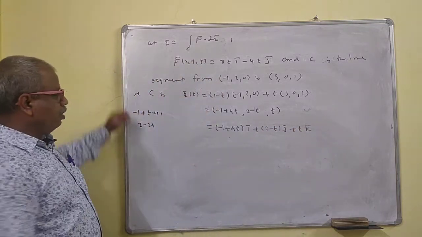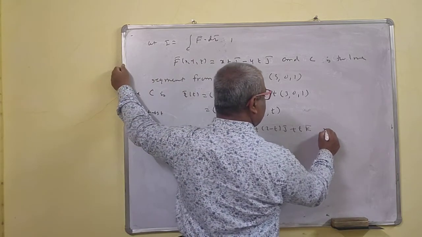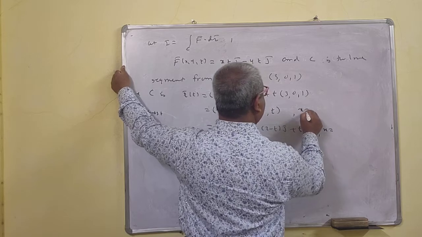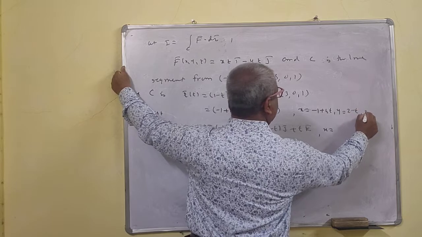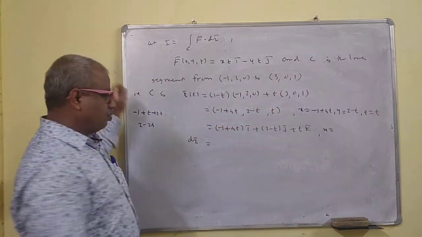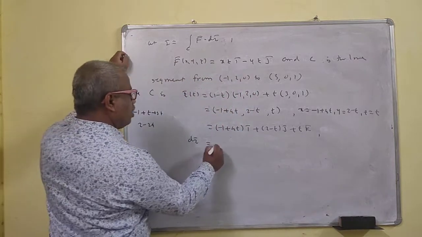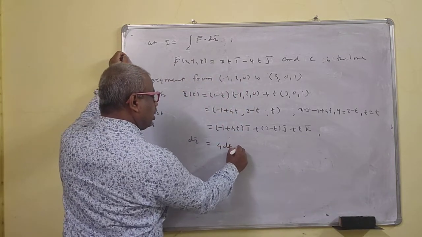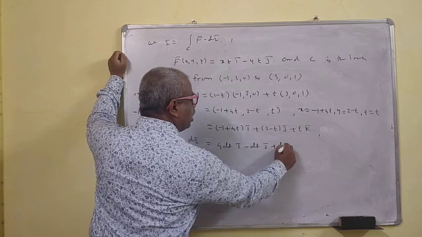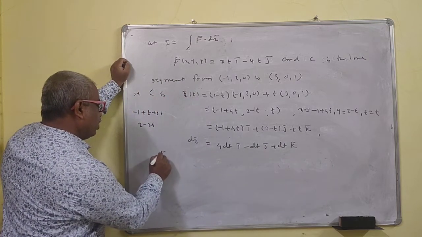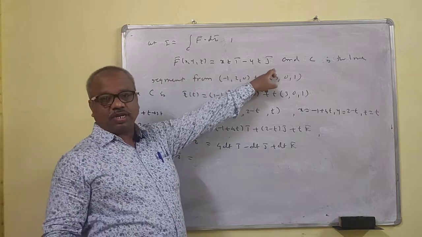Okay, now we will find dr bar. So here what is your x? Here you can write x is equal to minus 1 plus 4t, y is equal to 2 minus t, z is equal to t. So now we will write dr bar. Dr bar is 4 dt i bar minus dt j bar plus dt k bar. Okay, now we write f bar dot dr bar. For f bar there is no component k, that is 0 now.